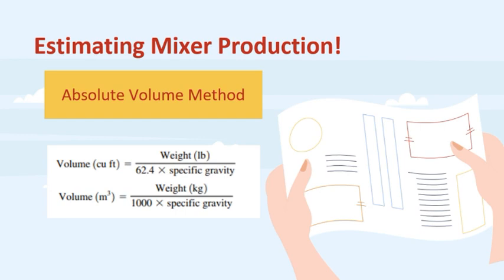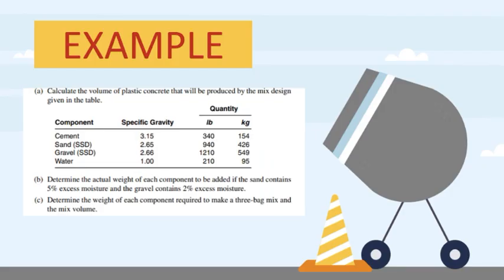So para mas maintindihan natin, let's have an example. So for example, letter A, calculate the volume of plastic concrete that will be produced by the mix design given in the table. So ito yung table.